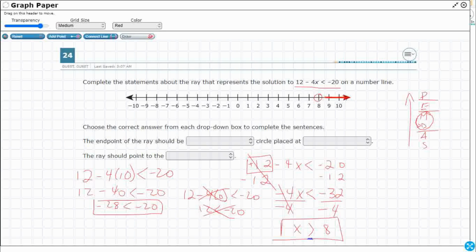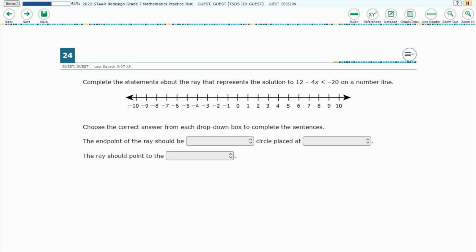So the end point of the ray should be, and let's see what we did here. We made it open, not closed or solid. We placed it right there at positive 8, and then the ray should point to your options are left and right. So we had it right there at 8, it was open, and it moved to the right. That is your answer.